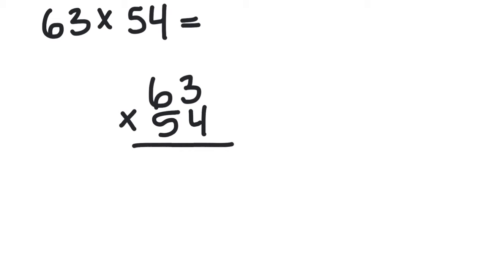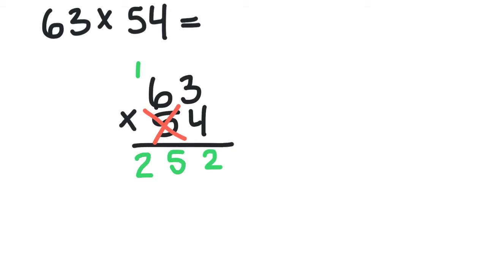So let's start by just crossing out this 5, because we don't need it right now, because we're just going to multiply by the 4. So 4 times 3 in the ones place is 12. So I put my 2 here and carry my 1. Then I'm going to do 6 times 4, which is 24, plus the 1 that I carried, which is 25. So I'll write 25, being very careful to line up my place values.